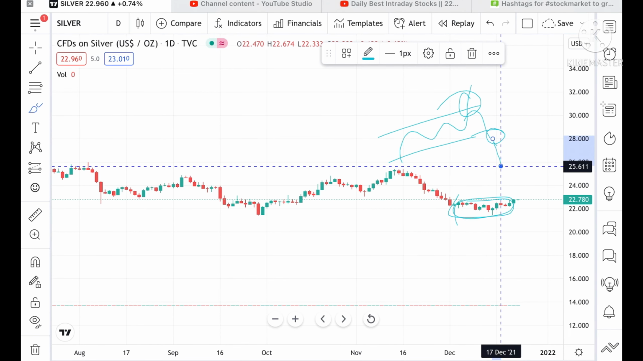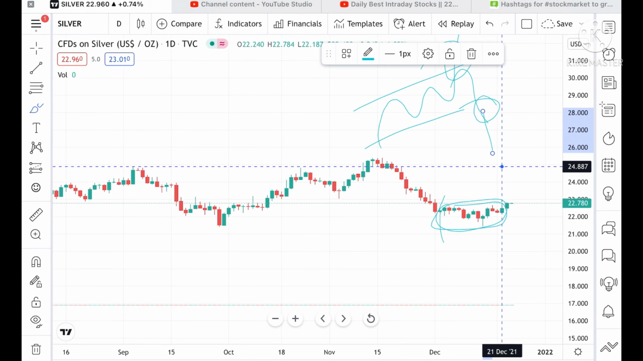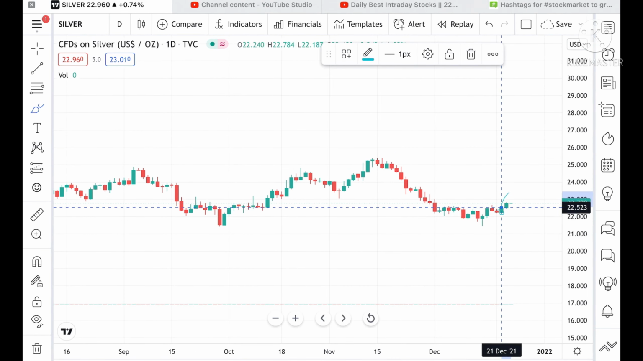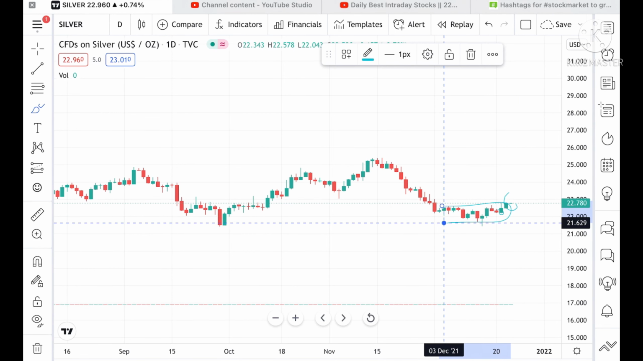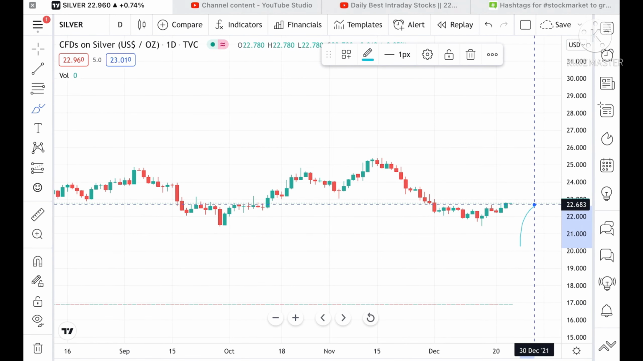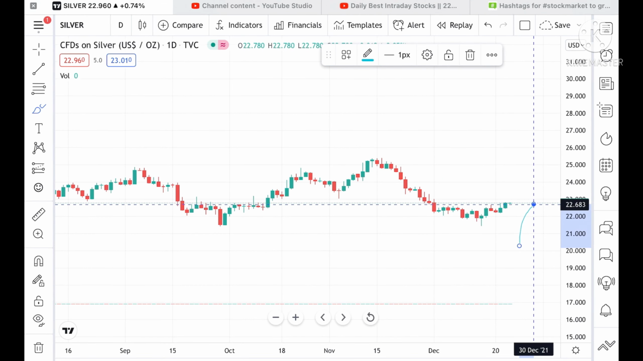Now look at the chart, what can you see? Two green candles are forming on this day chart. Otherwise it was in this particular zone, and I've already told you that the zone high was around 22.715. Once it crosses this level, we can see it can go further upside.